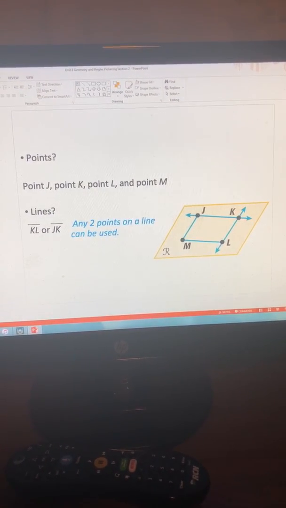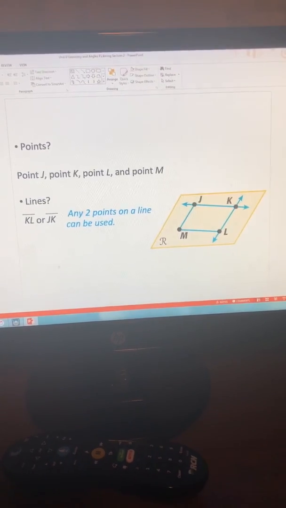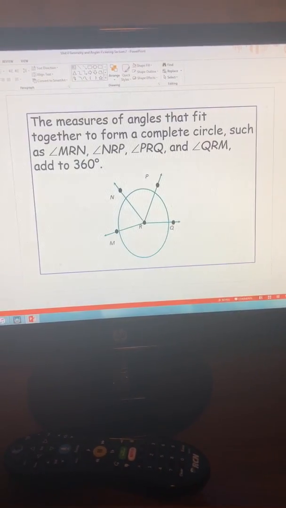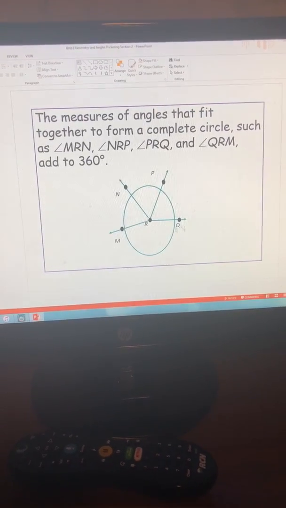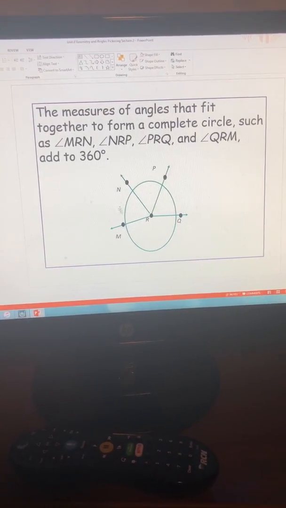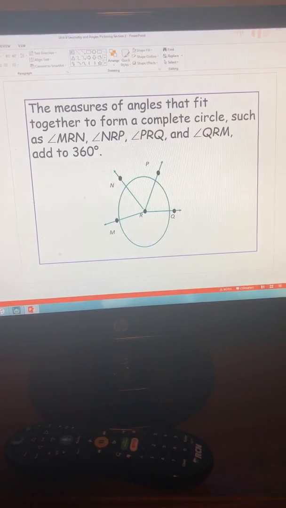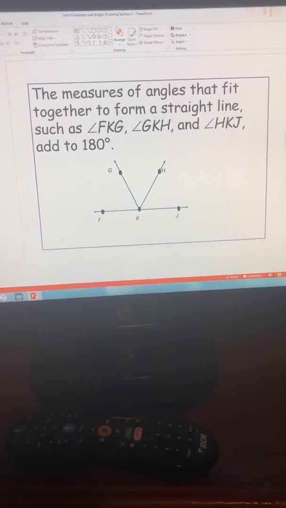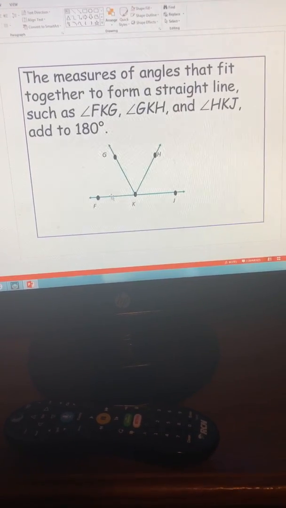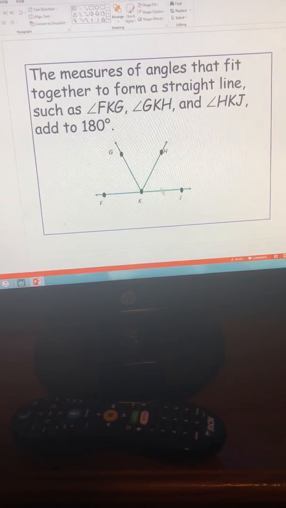That just tells you how you can name a line segment. This tells you that a circle is 360 degrees. These angles here form a semicircle.